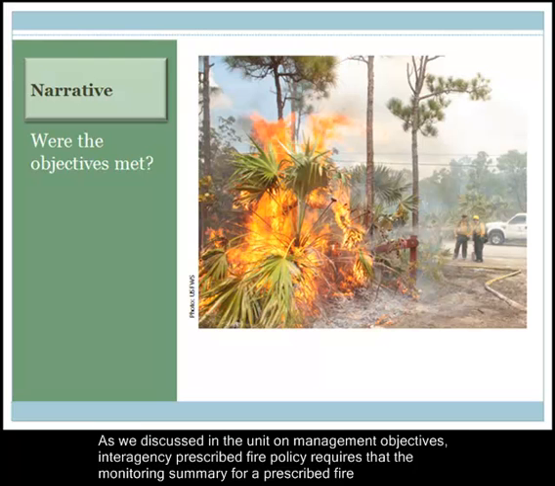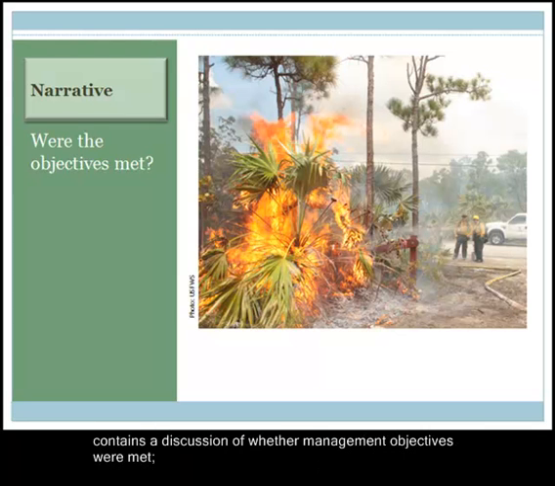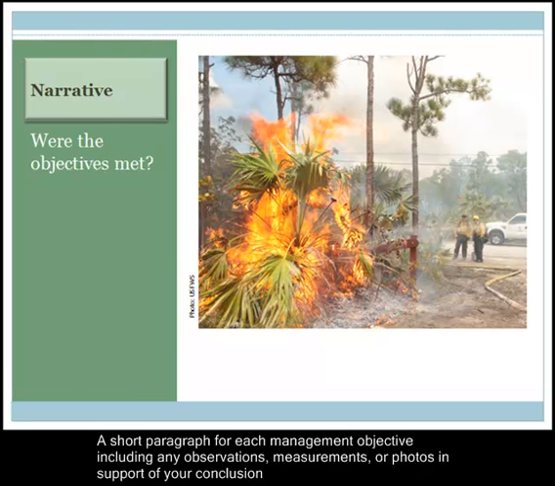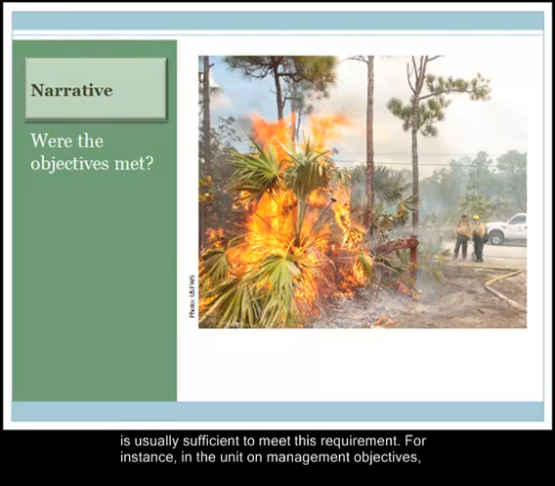As we discussed in the unit on management objectives, interagency prescribed fire policy requires that the monitoring summary for a prescribed fire contains a discussion of whether management objectives were met. We also saw in that unit that decision-making on wildfires is heavily dependent on the answer to this question. A short paragraph for each management objective, including any observations, measurements, or photos in support of your conclusion, is usually sufficient to meet this requirement.